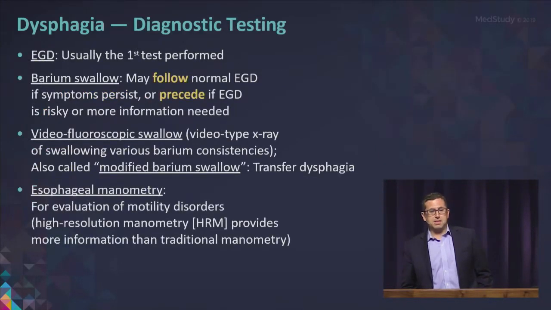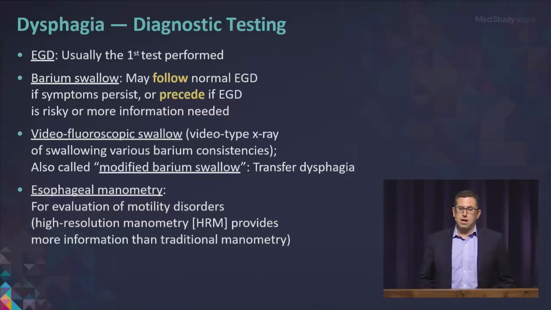With regards to testing, there are a variety of tests that are available. Usually we do an EGD, which would be the first test performed. Sometimes we do a barium swallow either before the EGD, as a roadmap to see if we could see a stricture or diverticula or something like that, or we may do it after an EGD is done if we need more anatomical information.